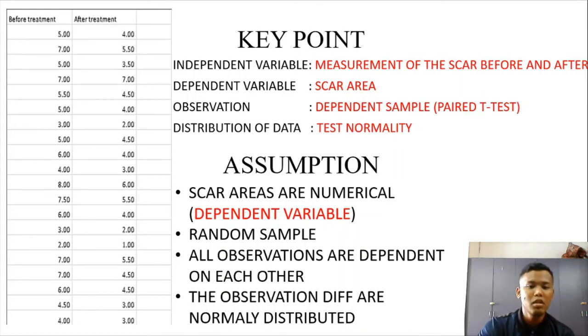First, the independent variable is the measurement of the scar before and after. The dependent variable is the scar area, and the observation is a dependent sample, and we use the paired t-test. For the distribution of data, we use the test of normality. Next, for the assumptions: scar areas are numerical, which is the dependent variable; the random sample, all observations are dependent on each other; and lastly, the observation differences are normally distributed.